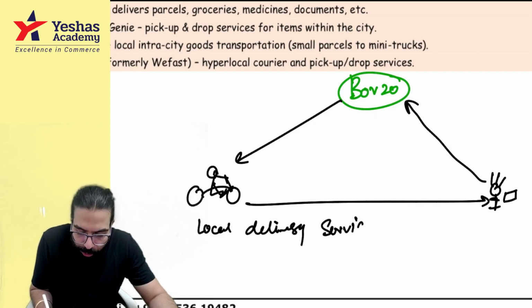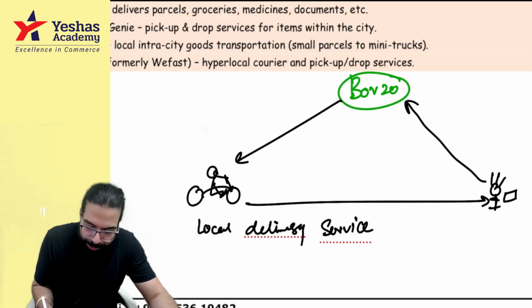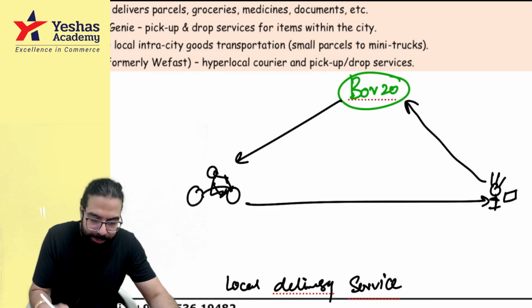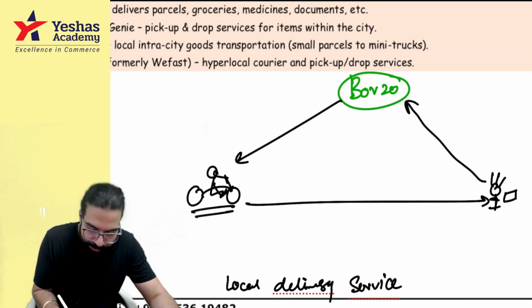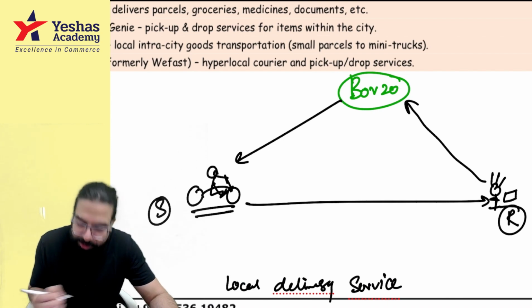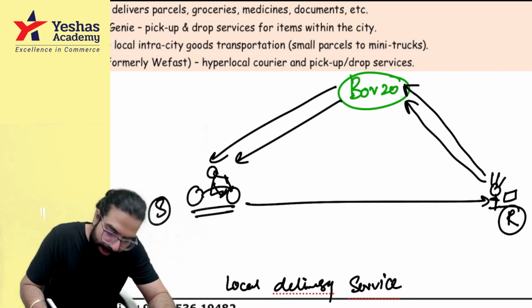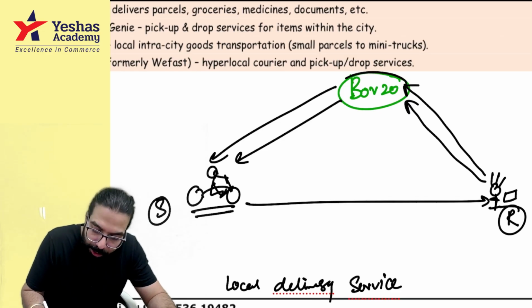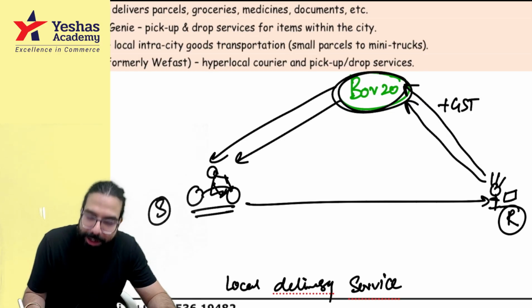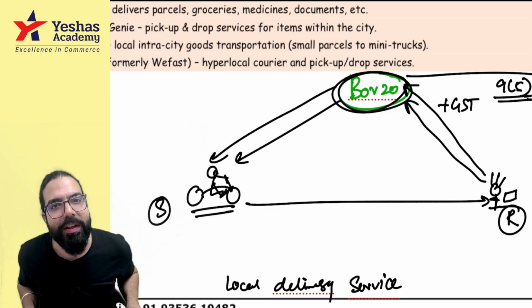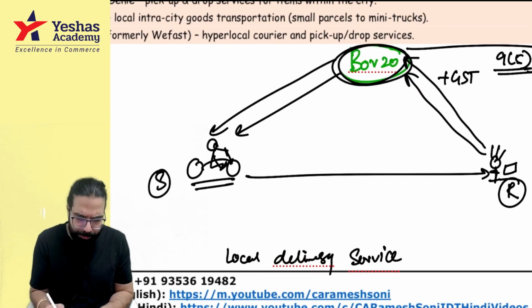Local delivery services are basically pick up and drop services in the local area. This guy will take the goods and drop them. He is the actual supplier of the service, and he is the actual recipient of the service. But you will make a payment to the app and the app will make a payment to them. Because this app got involved, the government says to the app company, you also collect the GST and pay the GST under section number 9.5 to the government. Is local delivery service clear to all of you?